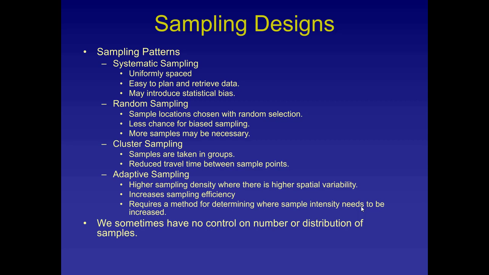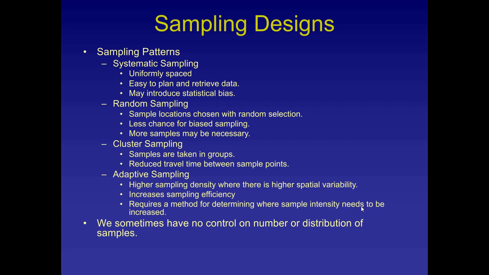Systematic sampling is generally uniformly spaced, easy to plan and retrieve data, but may introduce some statistical bias. Random sampling is based on locations which are randomly selected, the trade-off being there is less chance for bias sampling, but we may require more samples to acquire the same information.